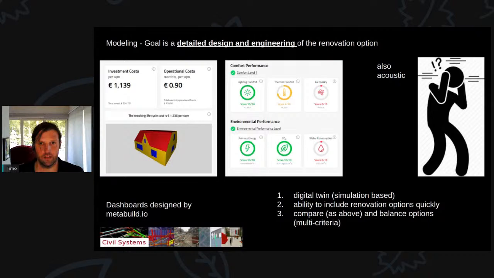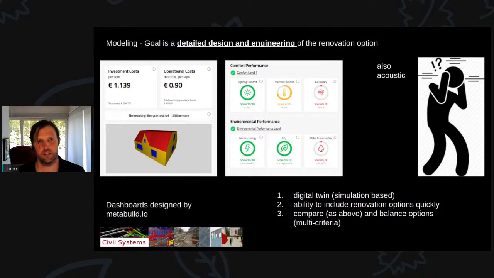So things like thermal comfort, lighting comfort, air quality. On BIM Speed, we also look at acoustic comfort, right? This is very important. When you live in an old building that's at the street, and you move to a newly renovated building that has a triple glazed window, that's significantly increasing your comfort, but also the energy behavior of the building, right? So these two need to be always going hand in hand, right? And so how do you get there to really understand what is the best renovation option?